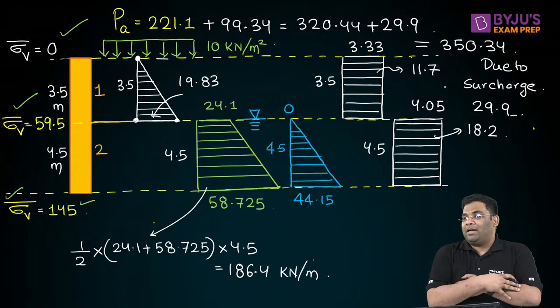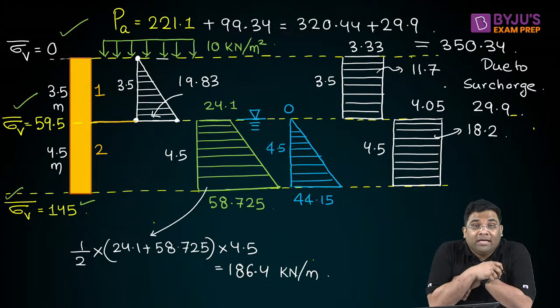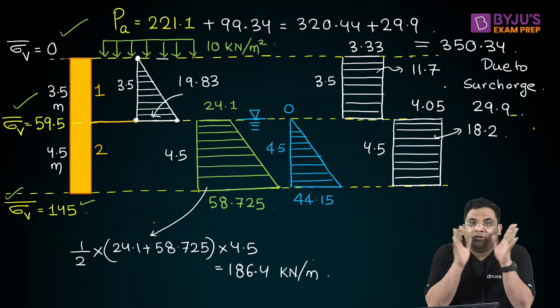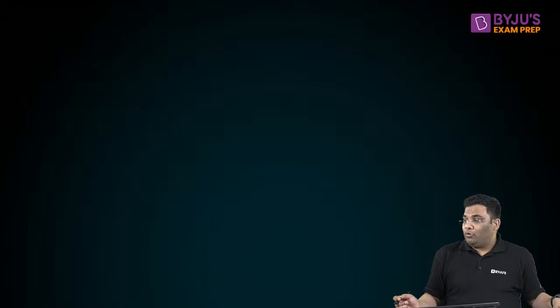So this was our class on how to find out the active earth pressure in cohesionless soil. I told you simply find due to soil, then due to water, due to surcharge, draw the distribution, take the area. No need to remember those hefty equations. So you might be thinking of some more questions.